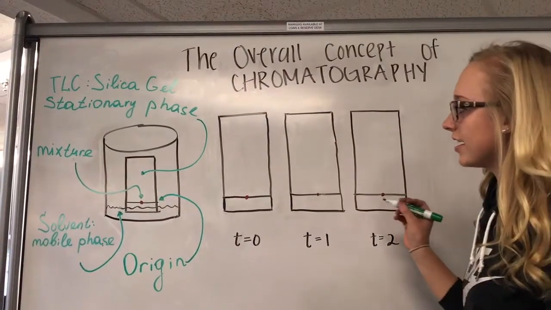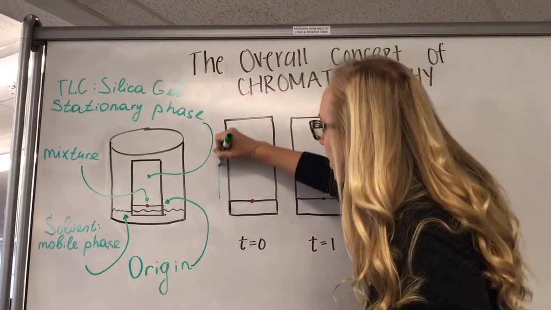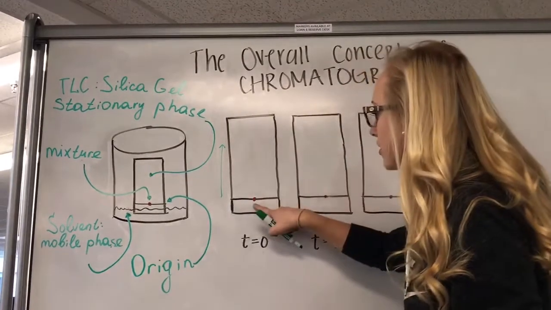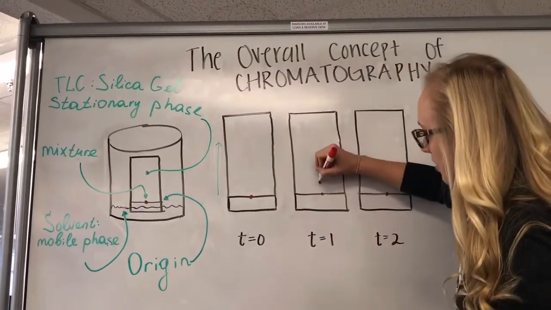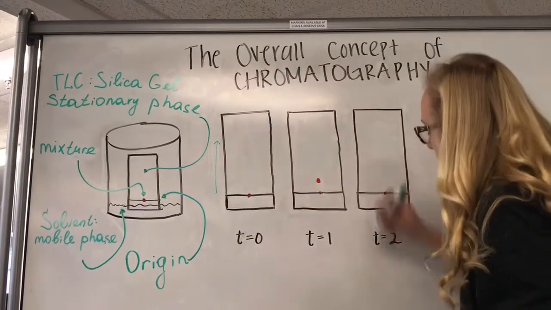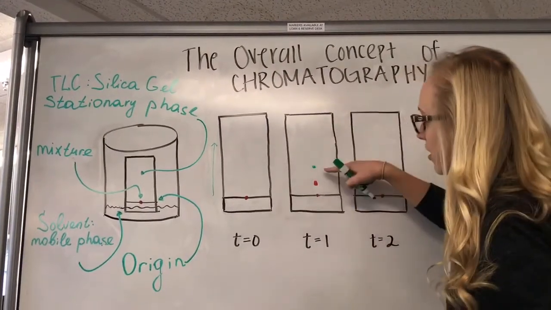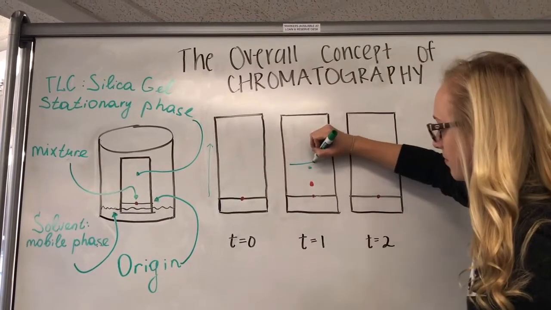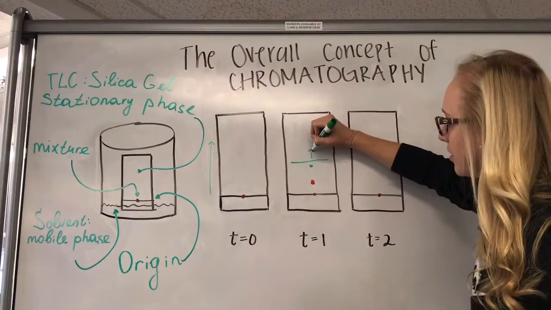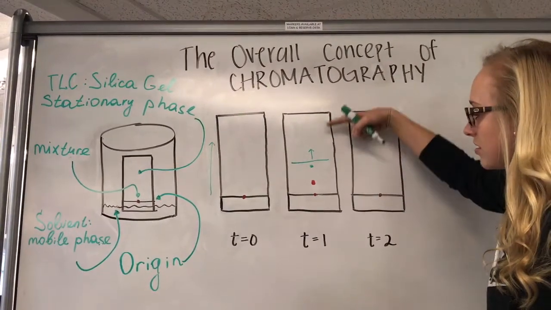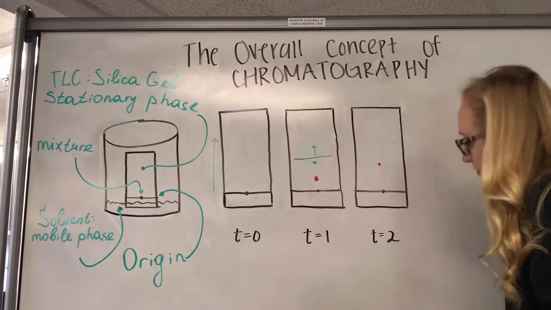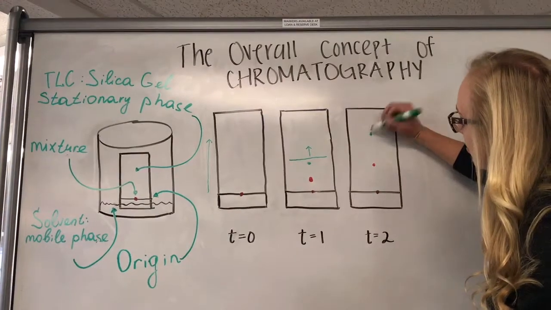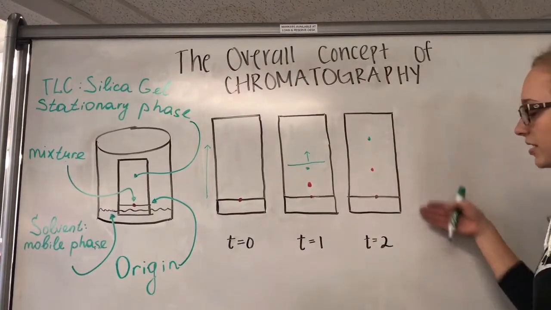So, over time, the solvent is going to move up our plate, and here's our original mixture, and as it moves up, it's going to take our mixture with it, and the mixture is going to travel at different speeds, which is shown on this paper. And here's the solvent front, and it's going to be moved upwards, and so here is our final plate with our mixture separated out.